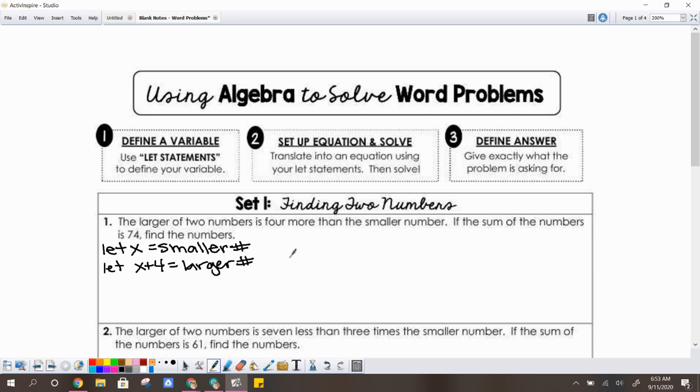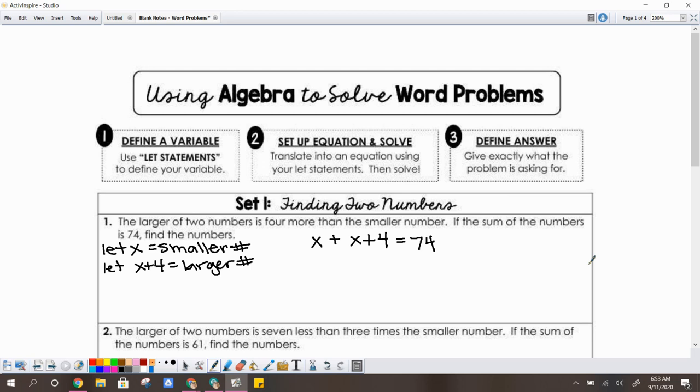Okay, so now we can create our equation. If the sum of these 2 numbers together is 74, that means we need to add our 2 let statements. Since we're looking for the sum of these 2 numbers, we're taking our smaller number plus our larger number to give us 74.